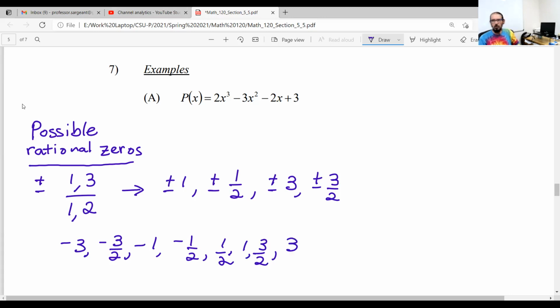No, that does not mean that all of them check. It may be that none of them check. At most, 3 of them could, because this is degree 3. So you could use a graphing calculator and look for where we have an x-intercept. Give me a moment and we'll do that.